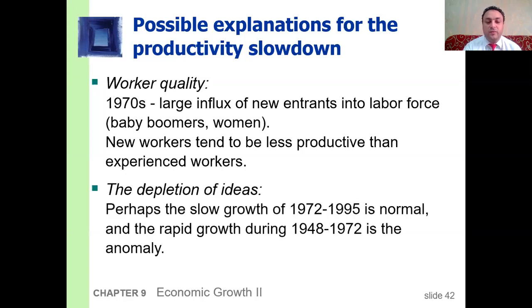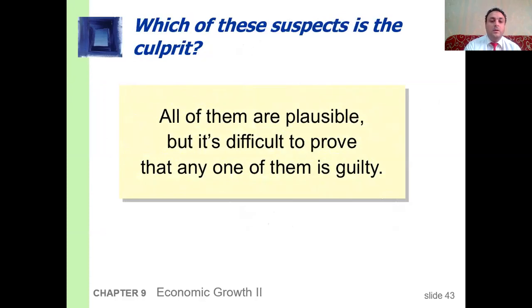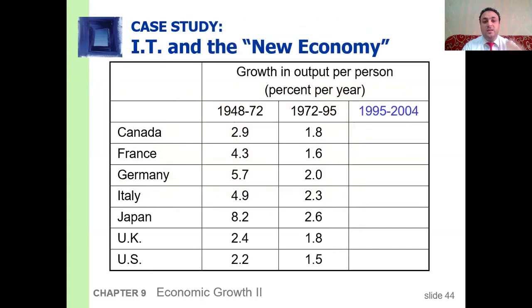And also the depletion of ideas, as perhaps the slow growth of 1972 to 1995 is normal, and the rapid growth during 1948 to 1972 is the anomaly. So all of them are plausible, but it's difficult to prove that any one of these explanations is guilty. So we can see the information technology, the IT, and the new economy, how it affects productivity.